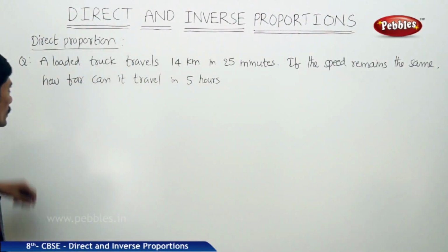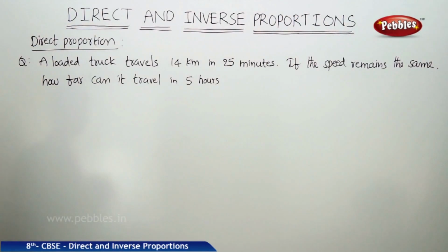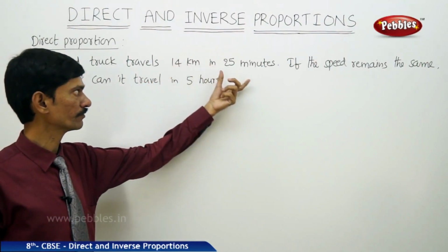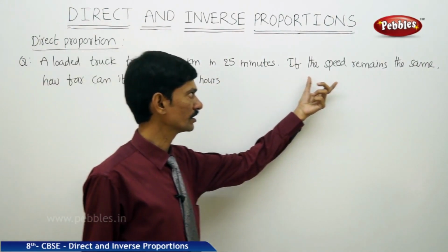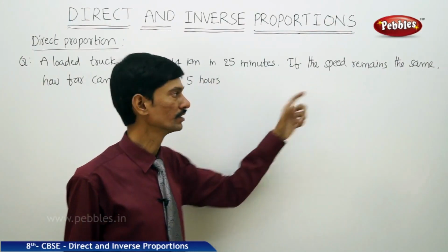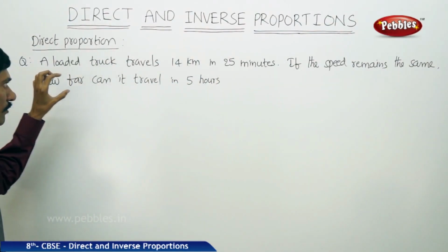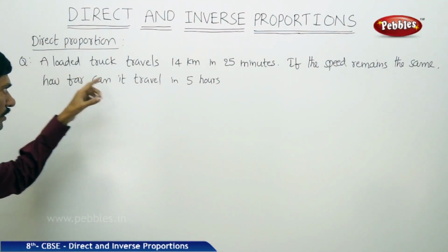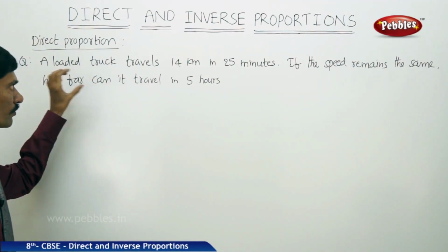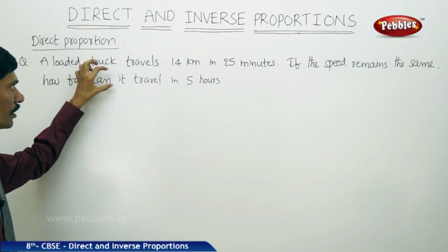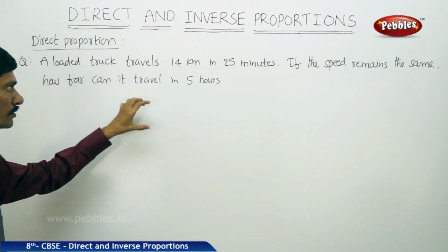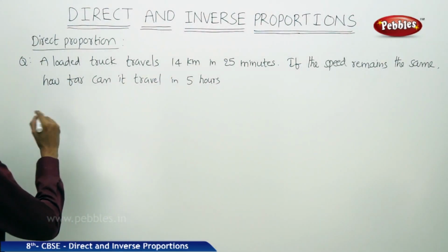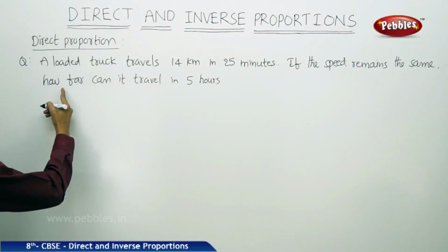Now let us solve the next question. A loaded truck travels 14 kilometers in 25 minutes. So the truck is traveling 14 kilometers in 25 minutes. Now if the speed remains the same, means it is maintaining the constant speed, then how far can it travel in 5 hours? So what is the distance covered by the truck in 5 hours? So here the two quantities are the distance covered by the truck and the time taken. So here also these two quantities are in direct proportion. Now what we have to find, how far can it travel?